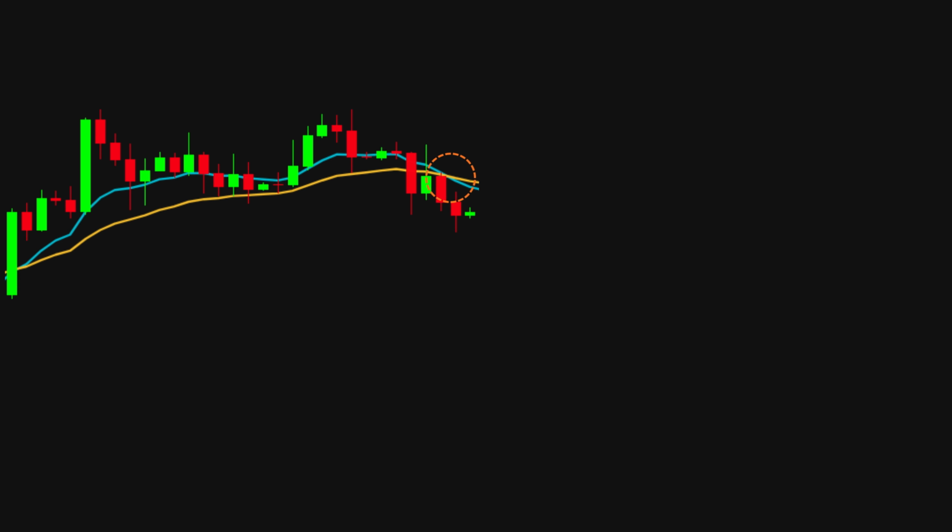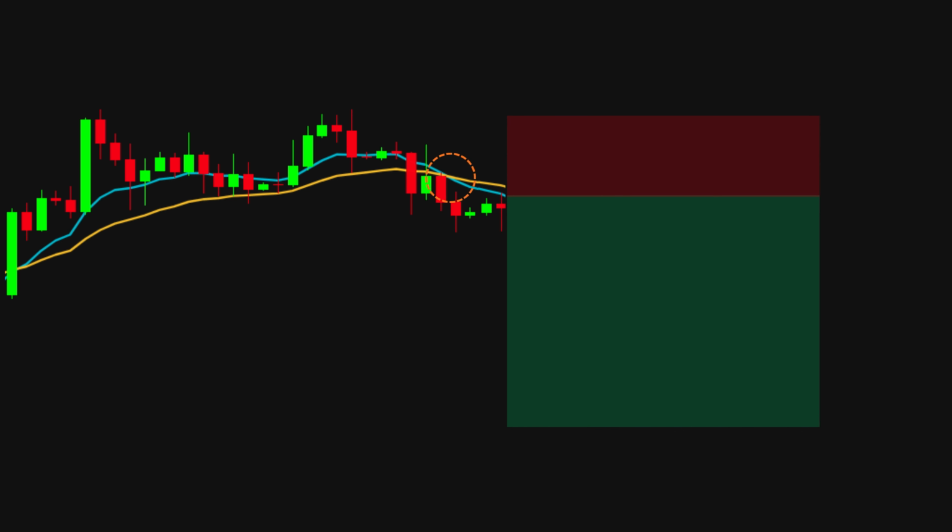Your entry comes on the pullback, when price retraces upward toward the 21 EMA and forms a bearish rejection candle, such as a strong close back below the 9 EMA or a visible rejection from the 21. That's your confirmation to enter the short trade. Order filled. You're selling into a pullback within a developing downtrend, not chasing the breakdown.